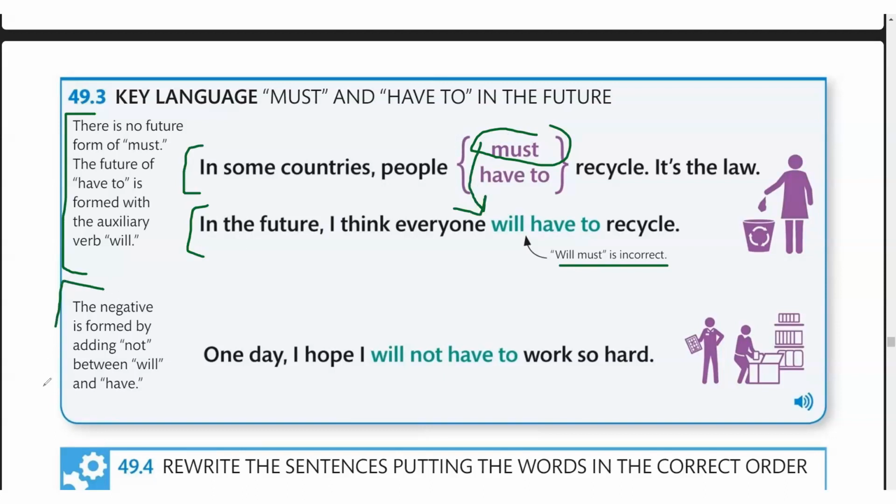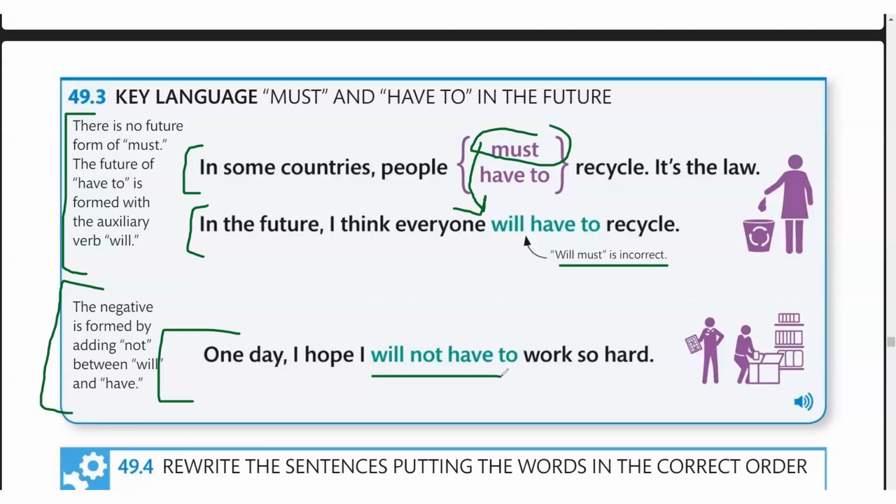The negative form is formed by adding not between will and have. So what does that look like? We have our example here. How do we create the negative? One day, I hope I will not have to work so hard. Will not and then have to.